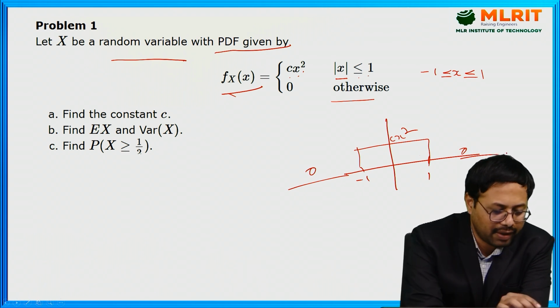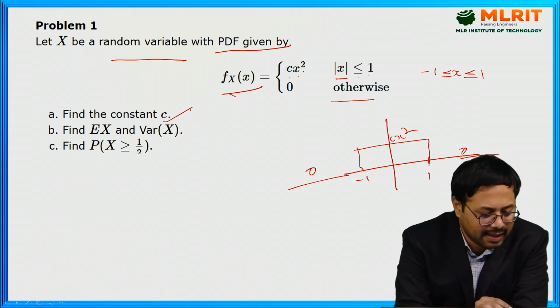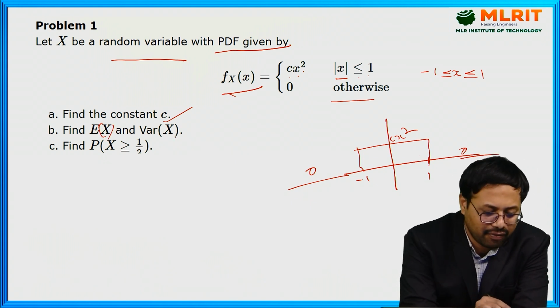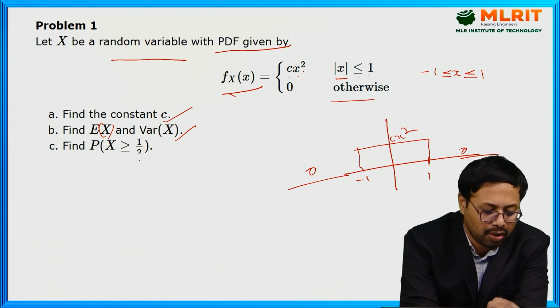Now next, what we have to find out? Find the constant c. Second question, find the expectation of X and the variance of X. Third, find the probability of capital X greater than or equal to 1 by 2.